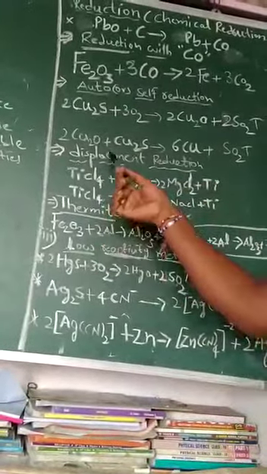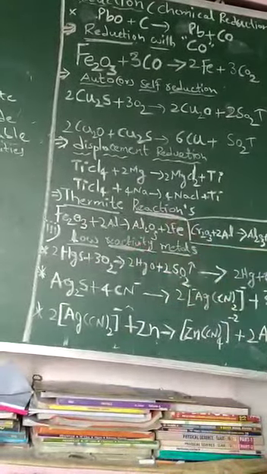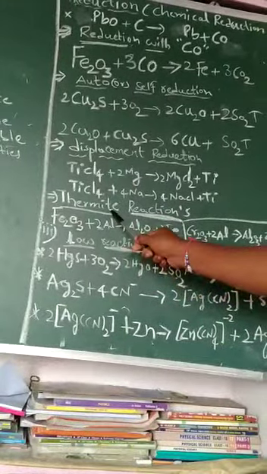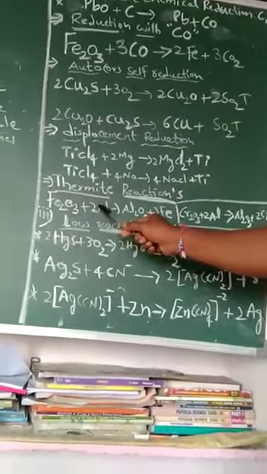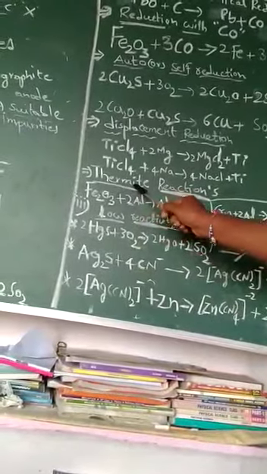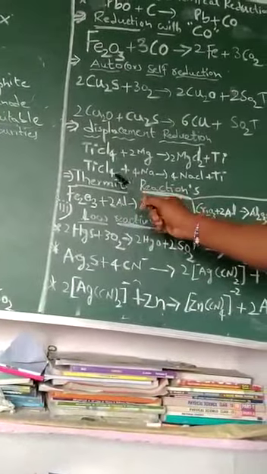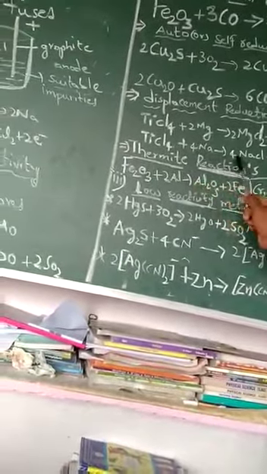Next, one more special type of displacement reaction is there: the thermite reaction. This thermite reaction is very useful for joining railway tracks, for attaching railway railings and railway bridges. The thermite reaction itself tells that a high amount of heat is released. That's why these reactions are called thermite reactions.